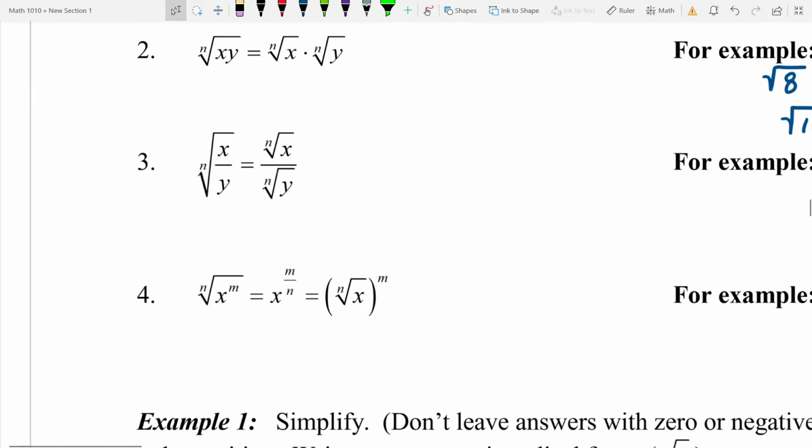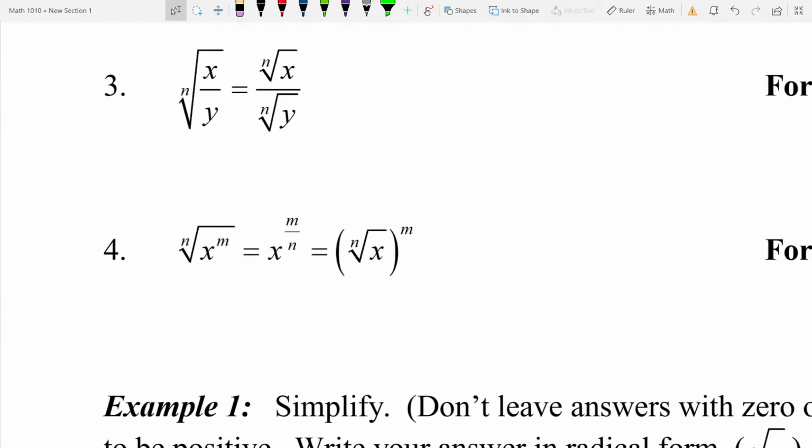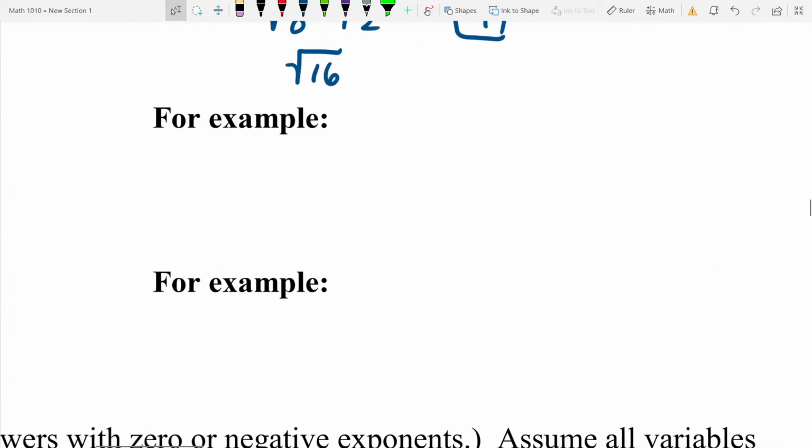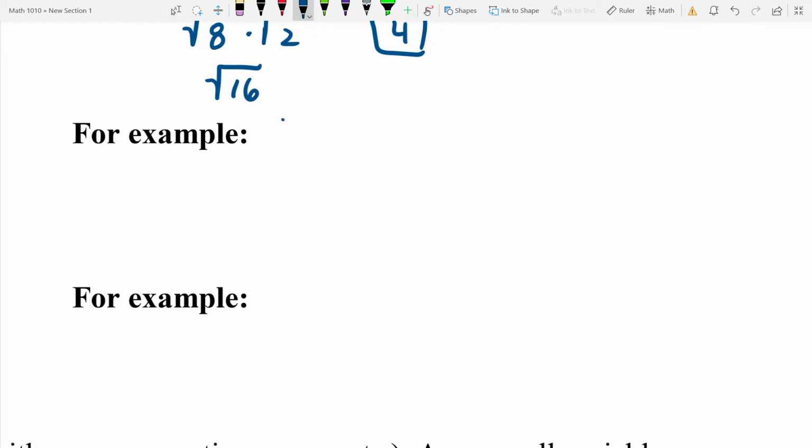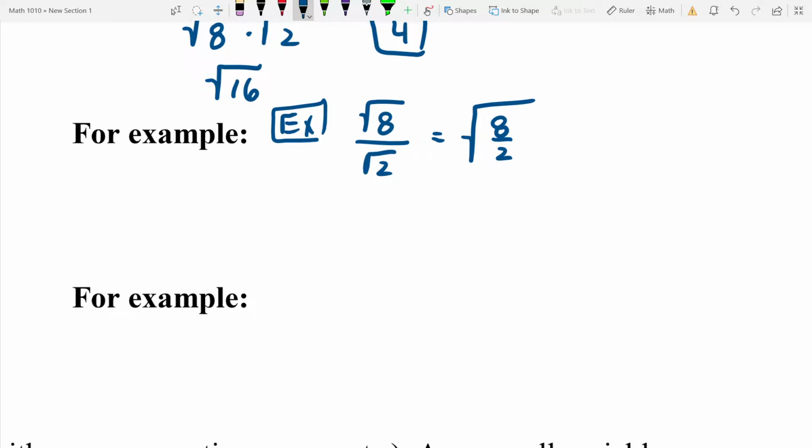Okay? Look at this one. Same thing with division. If they're separate, you can pull them as 1, or if they're 1, you can separate them. Okay? So I'm going to do 2 examples on this one. Here's one example. If you have the square root of 8 over the square root of 2. The square root of 8 is not a nice number. The square root of 2 is not a nice number. But if I pull those together, the square root of 8 over 2, 8 over 2 is a 4. So that's really the square root of 4. And the square root of 4 is 2.